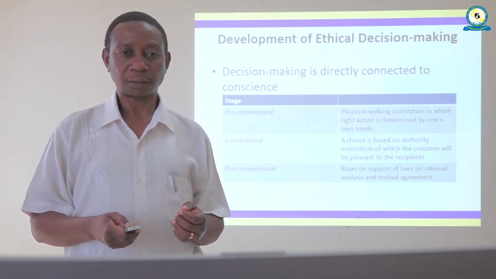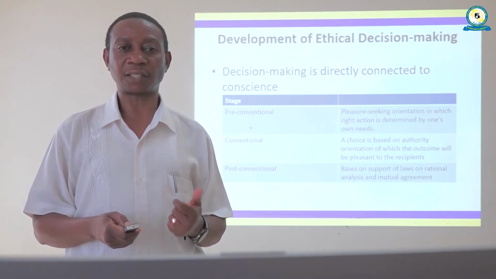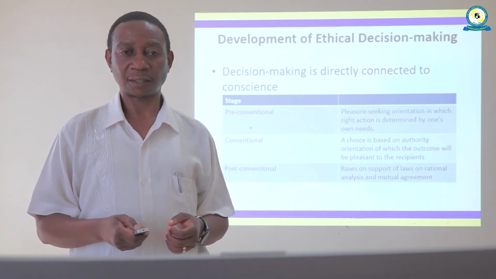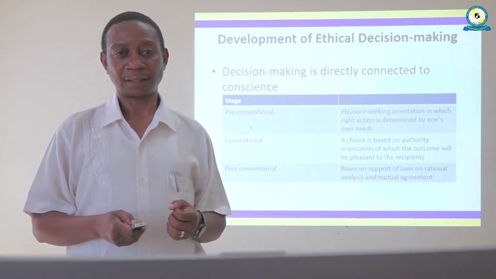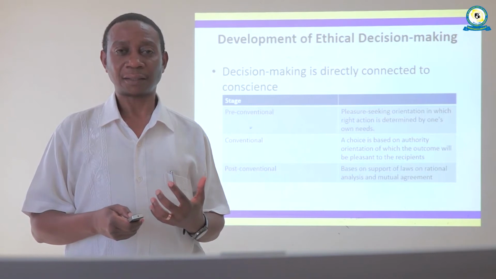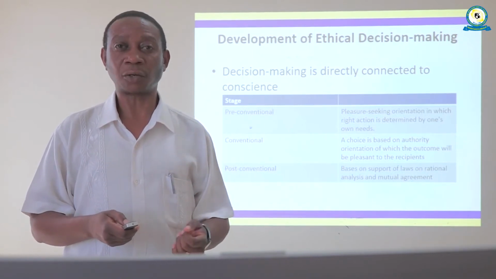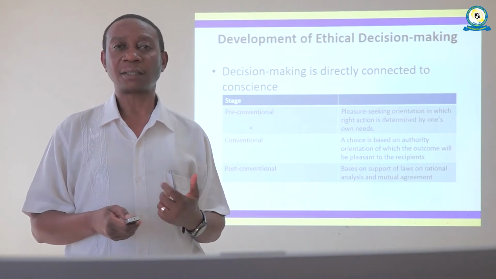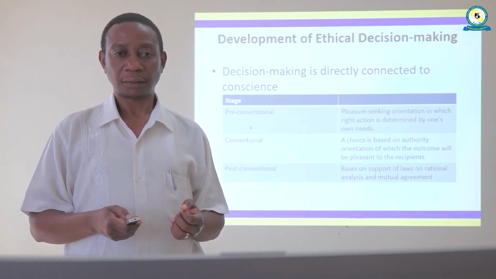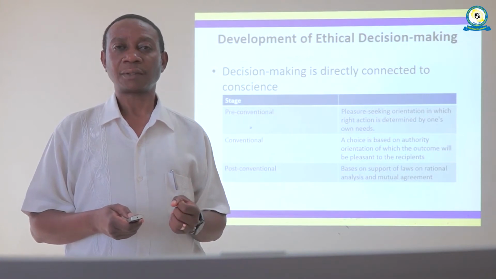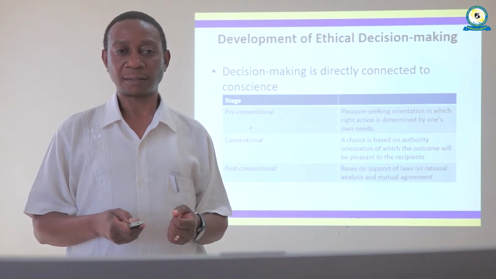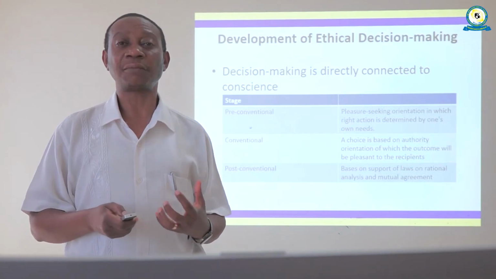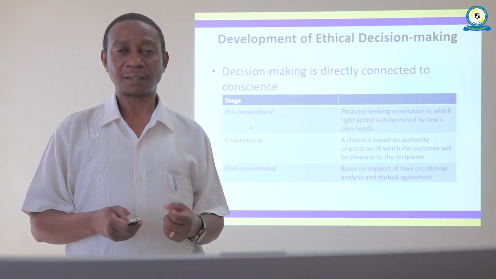In pre-conventional, we focus on the pleasure-seeking orientation, in which right action is determined by one's own needs. You see what will please the client, to reach their goals, to reach their needs. And in conventional, the choice is based on the authority orientation. The outcome will be pleasant also to the recipients. But here, we look into the authority of the decision making, the power of the decision making.